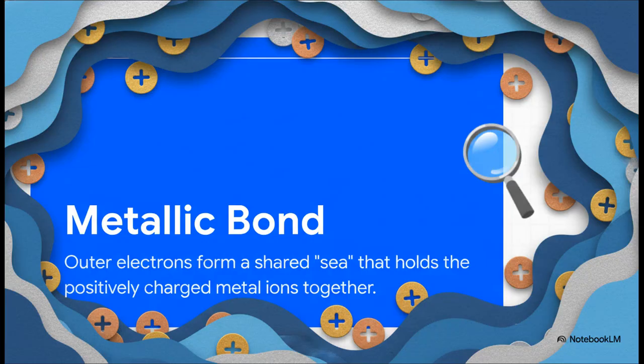And then we get to the metals. They do their own thing. They have a really special trick called the metallic bond. What happens here is that in a chunk of metal, all the outer electrons just kind of detach from their individual atoms and form this big, free-flowing sea of electrons that washes over all the now positive metal ions.